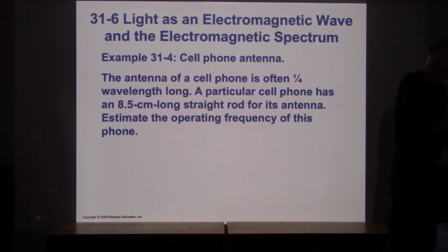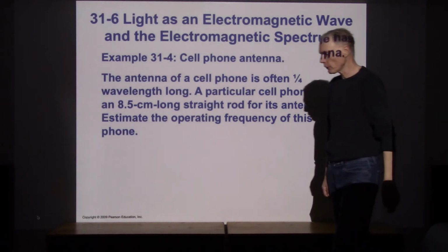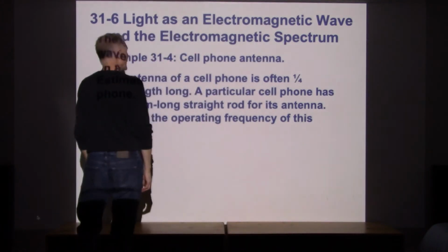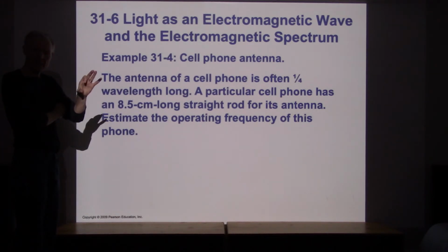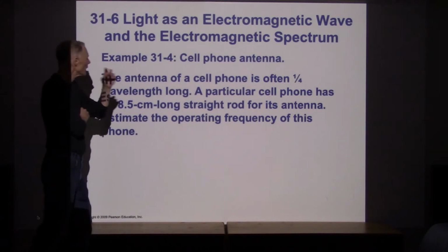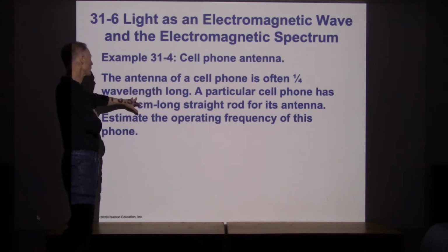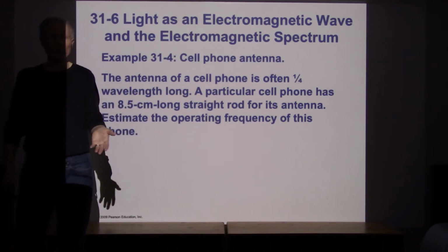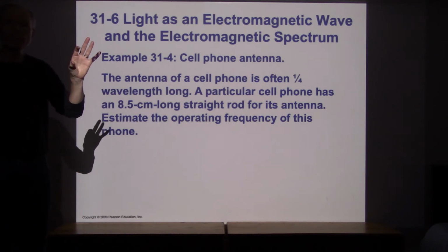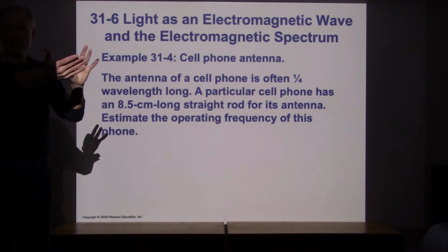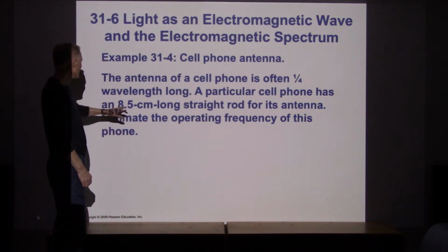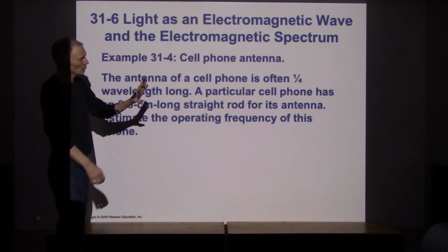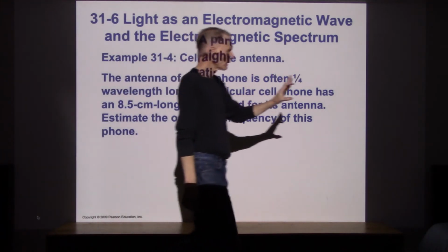All right, here actually is an example with a cell phone antenna. It says that a common antenna needs to be 1/4 of a wavelength long. So that's a kind of standard length of an antenna that we would need to be able to pick up signals or radiate signals within a cell phone. And they're saying that this cell phone has an 8.5 centimeter long antenna.